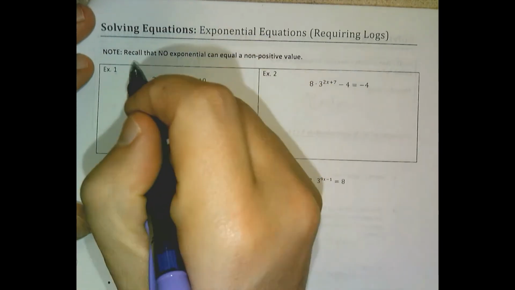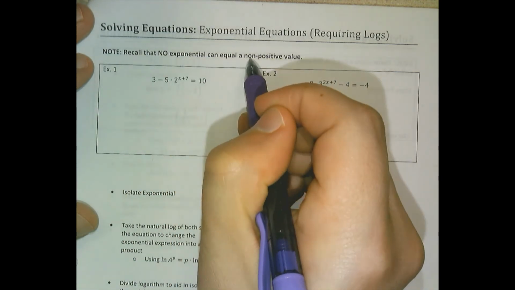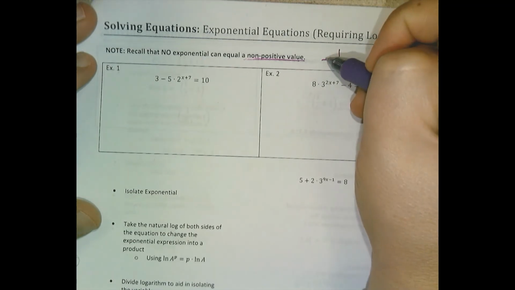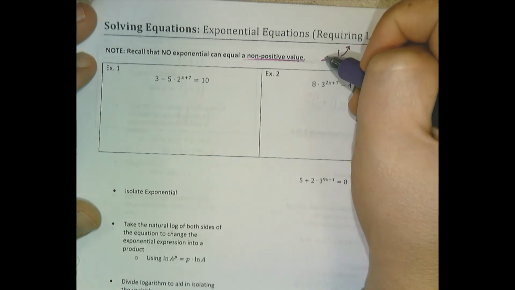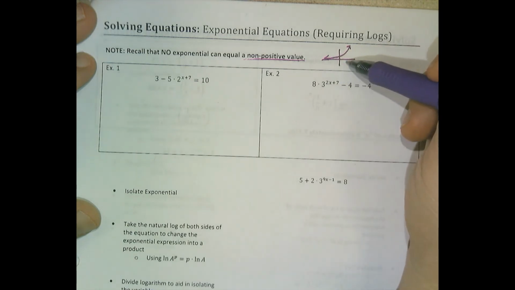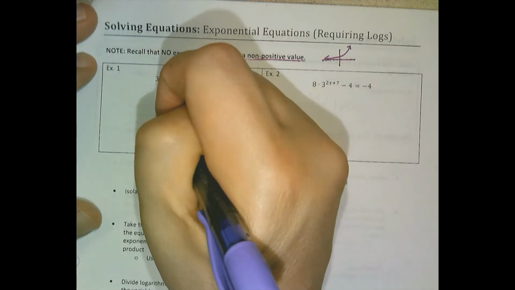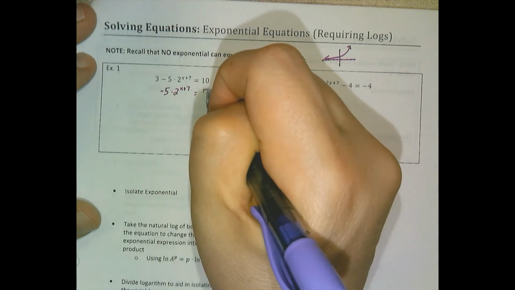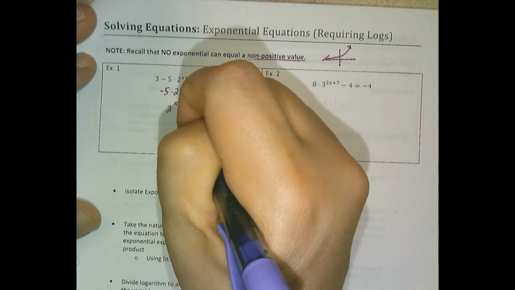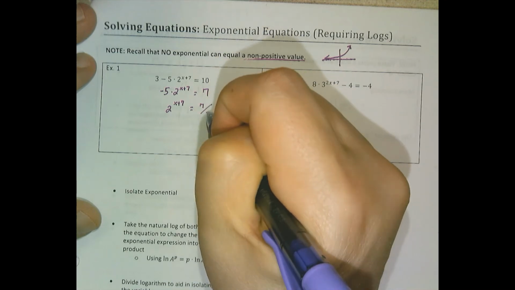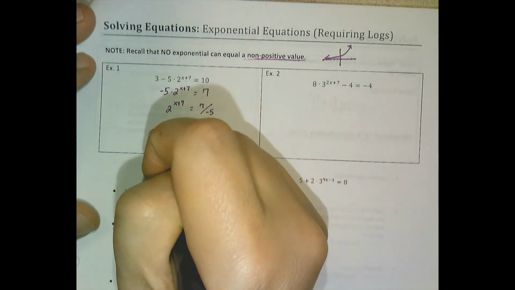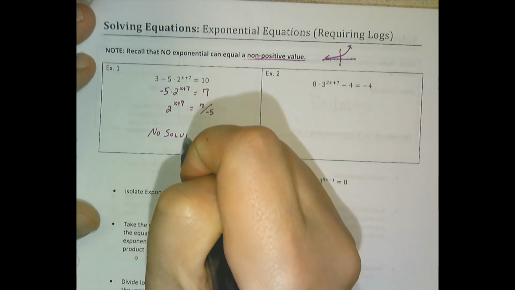I put in here a note saying recall that no exponential can equal a non-positive value. For example, if you were to think about the graph of an exponential, as it curves upward, it never equals a negative answer. So there is no input that is going to yield a negative answer. So when we solve these taking the same approach, we get to a point where we have an exponential equaling a logarithm, and at that point we can say there's no solution.